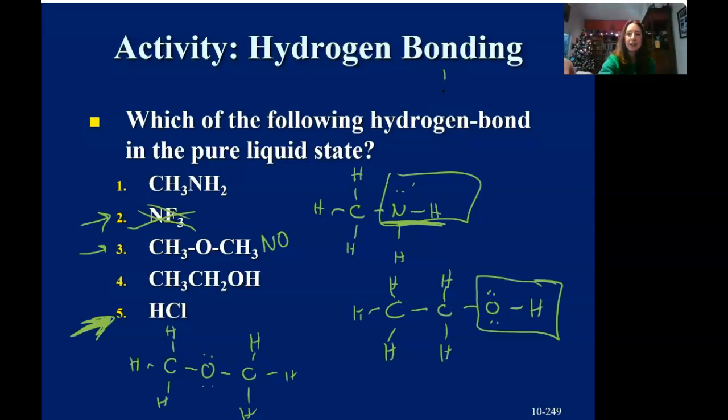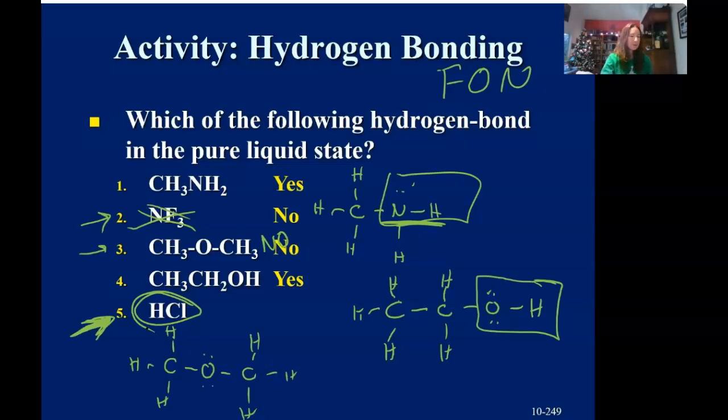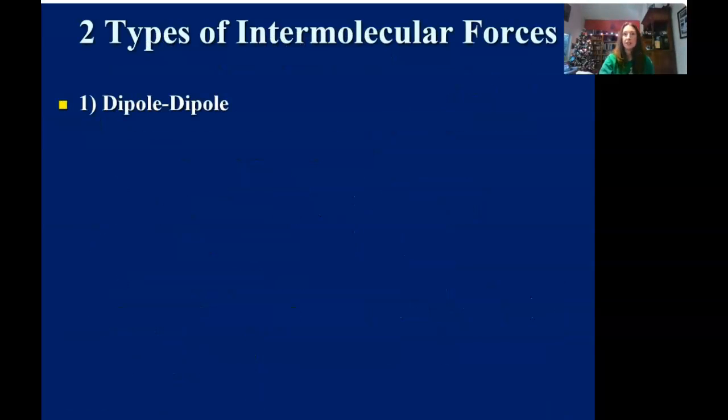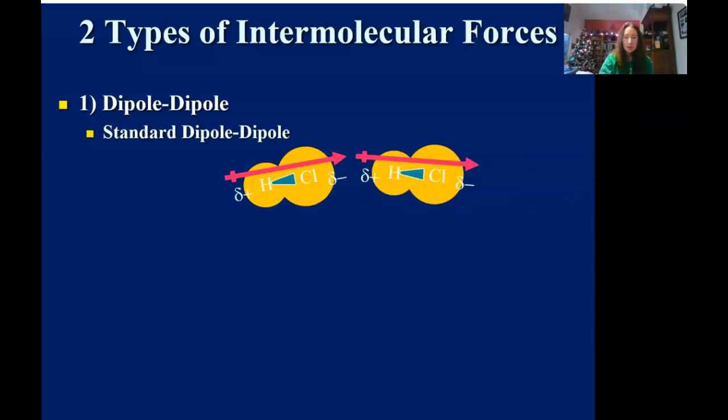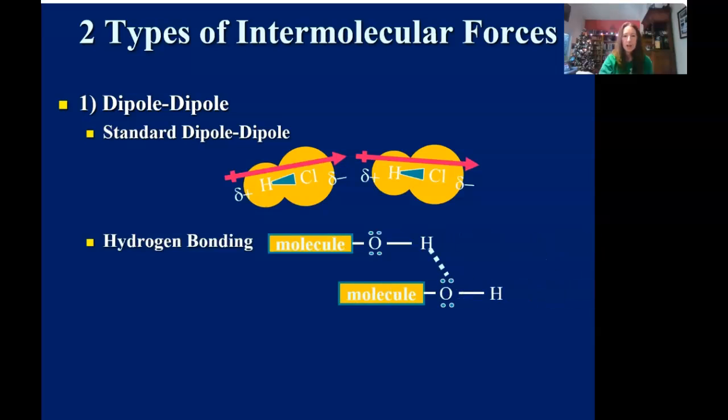Remember, hydrogen bonding has to involve an F or an N. There's no F or an N in that one, so there's no hydrogen bonding. So that is our hydrogen bonding, which, when you are in 219 or 210, those of you going there, or any of you in nursing, you will do a lot of this. Okay, so we talked about dipole, and we talked about hydrogen bonding.